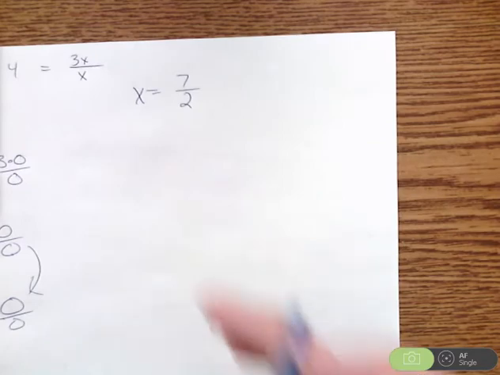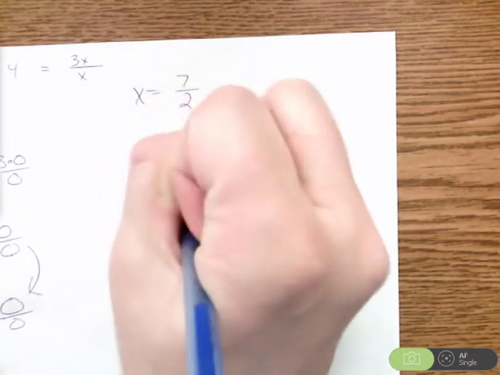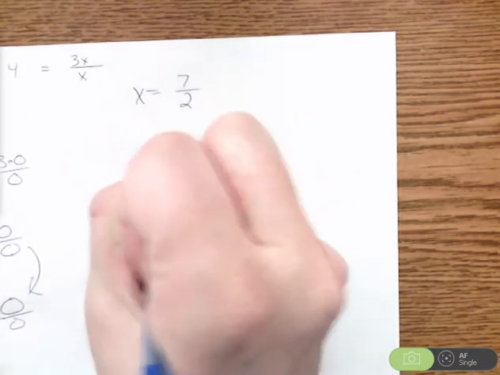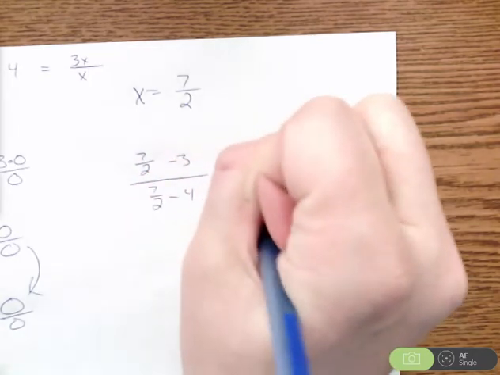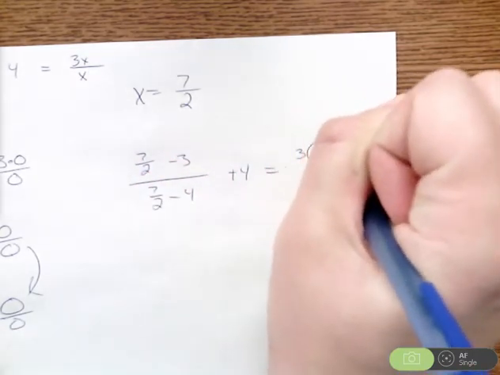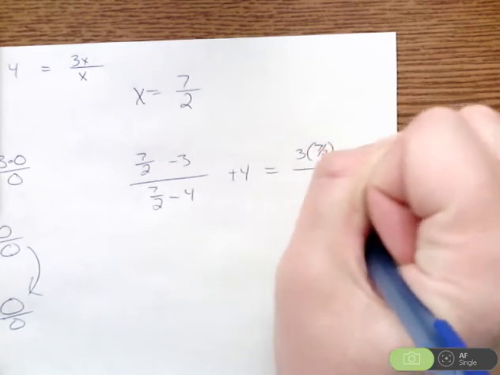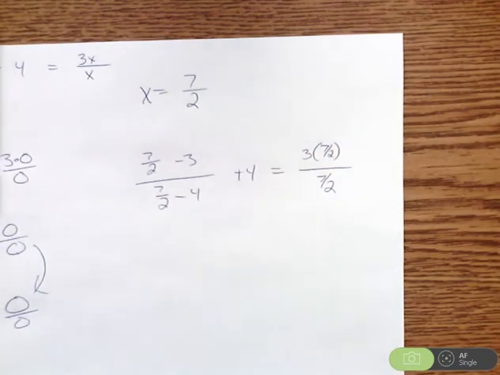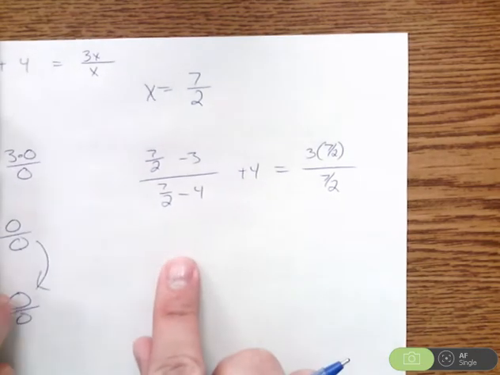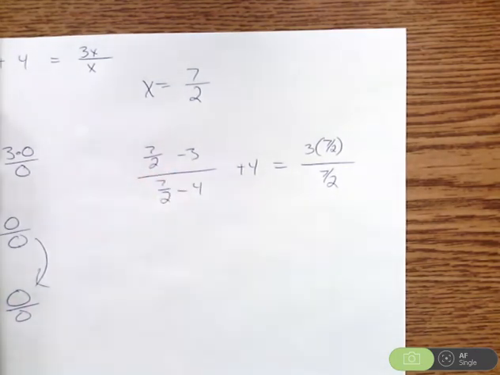So now let's check 7 divided by 2. 7 divided by 2 minus 3, over 7 divided by 2 plus 4, equals 3 times 7 divided by 2, divided by 7 divided by 2. So what I'm going to do with that one is use the calculator to get me through a lot of this. So I'm going to type the top here, and I'm doing this off screen.